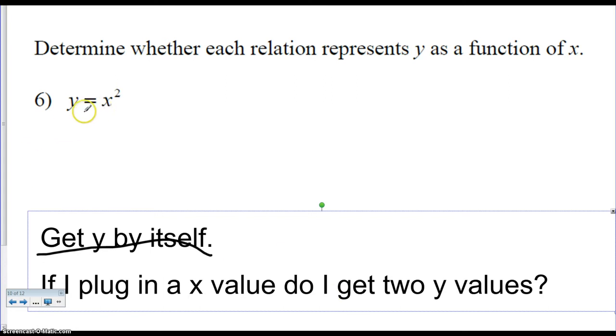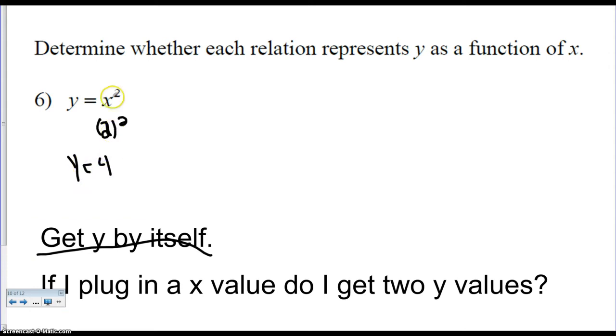So when I look here, y is already by itself. So if I plug in an x value, if I plug in 1 or 2, why don't we do 2? Because 1's kind of... All right, so y equals 4. Now, can I plug 2 into this and get a different y value? No. So this is a function.